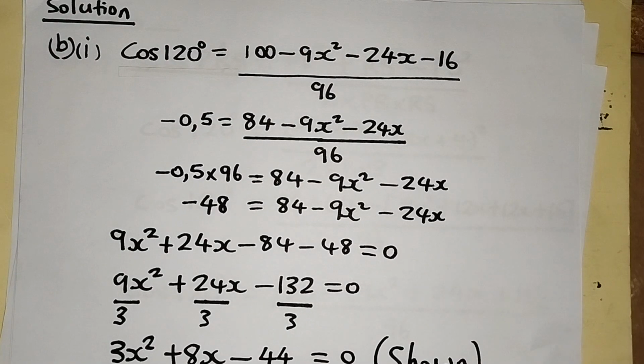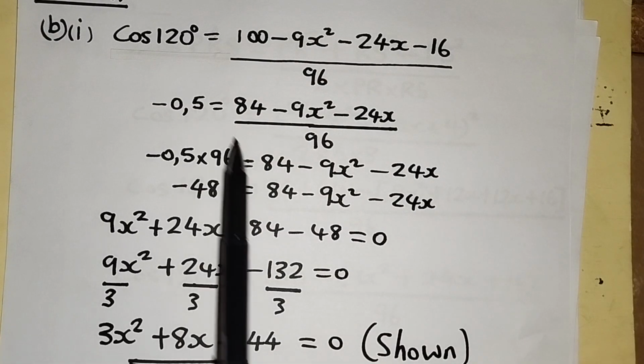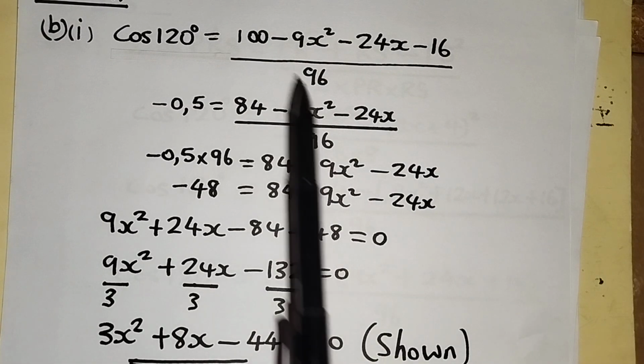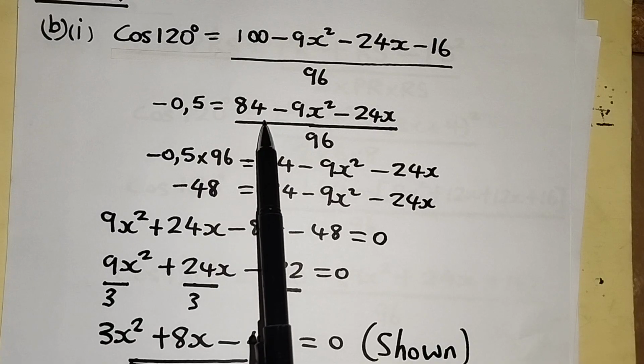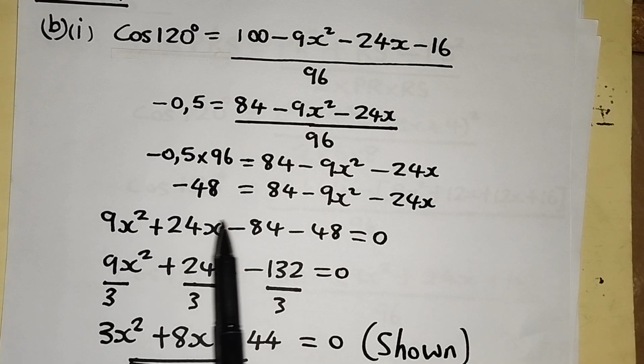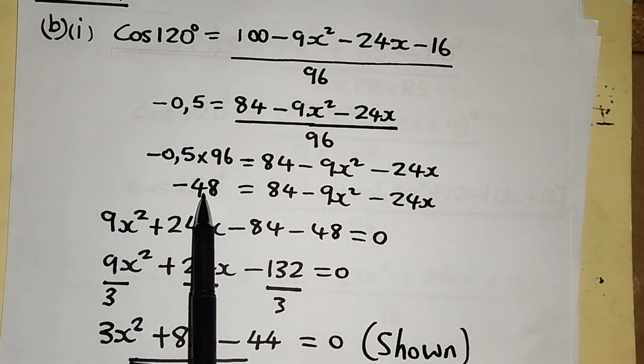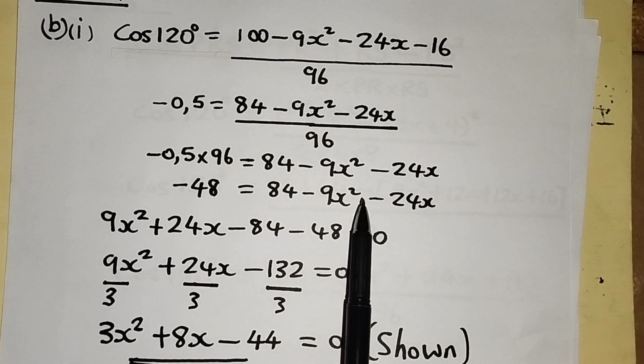Right, now we are here. Cos 120 is minus 0,5. And here if you collect like terms, 100 minus 16, you get 84. 84 minus 9x squared minus 24x over 96. And then you cross multiply. And then 6 multiplied by minus 0,5, we get minus 48 equals 84 minus 9x squared minus 24x.